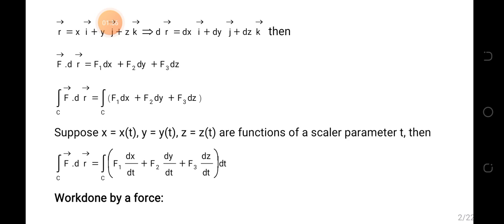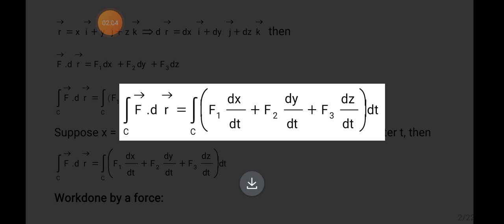Then suppose x equals x of t, y equals y of t, and z equals z of t are functions of a scalar parameter t. How will you write it? Regarding the t value, you can write integral over C f vector dot dr vector as integral over C of f1 dx by dt plus f2 dy by dt plus f3 dz by dt, all times dt.